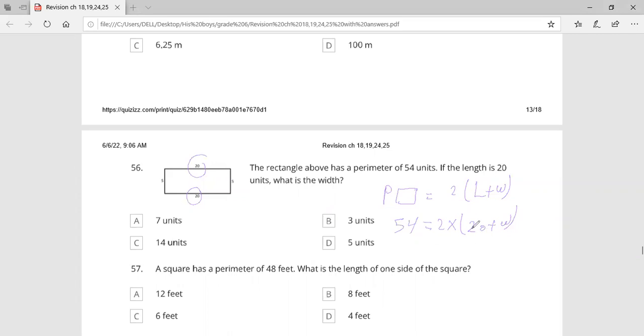We can multiply by 2 using the distributive property, 2 multiplied by 20 and 2 multiplied by W, or we can divide both sides by 2, as you like. We can cancel the 2. Here 20 plus W equals 54 divided by 2, which is 27. So for W, which number added to 20 gives 27? Take the other side, change the sign, so W equals 7, like this. Concentrate in this way on this problem.